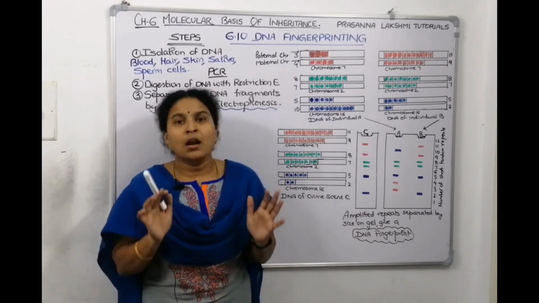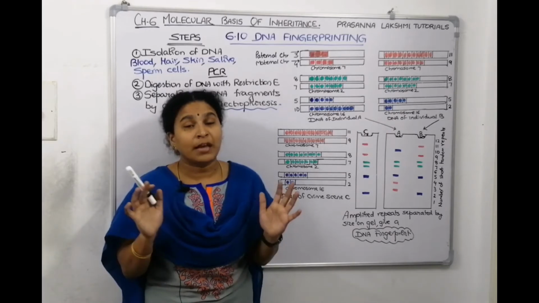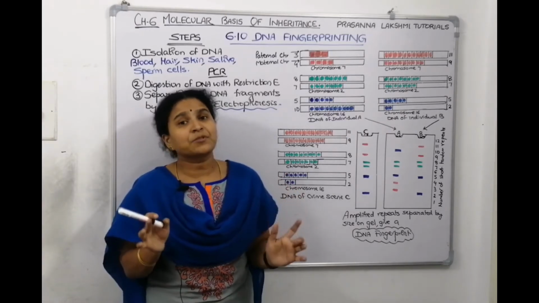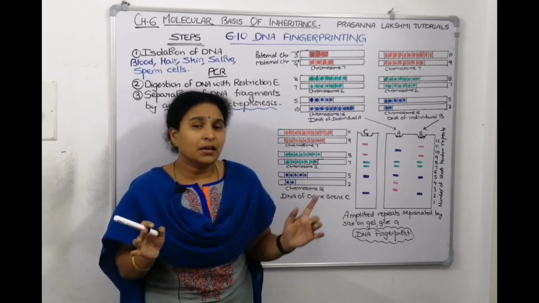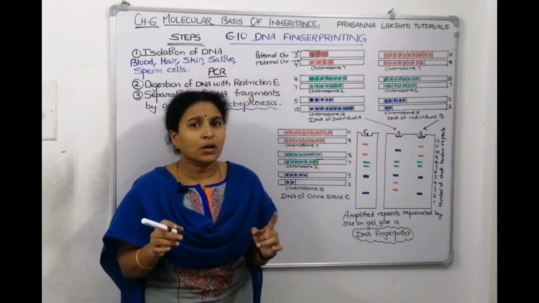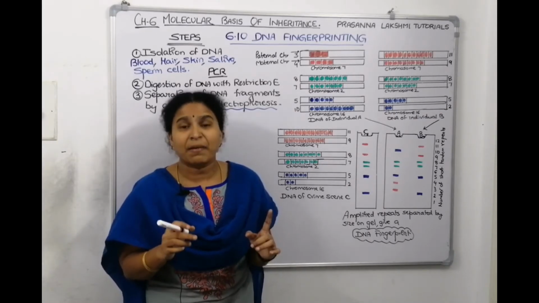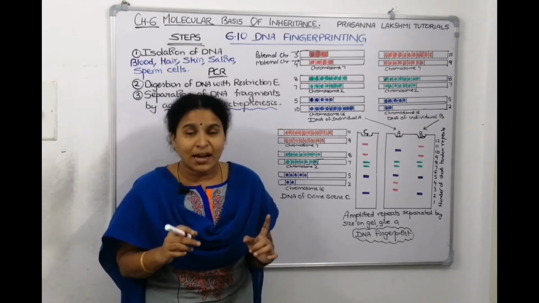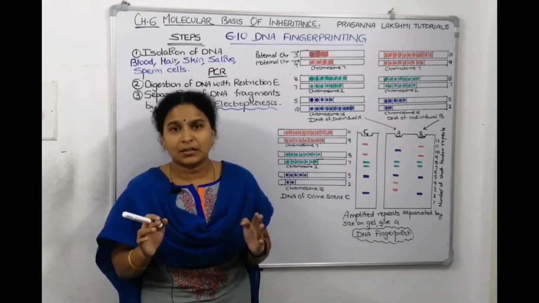So what is meant by gel electrophoresis? First prepare a gel, load your sample, subject it to the electric field. DNA is a charged particle. DNA, nucleic acid, has an acidic charge, a minus charge. So the charged particles start moving in an electric field.